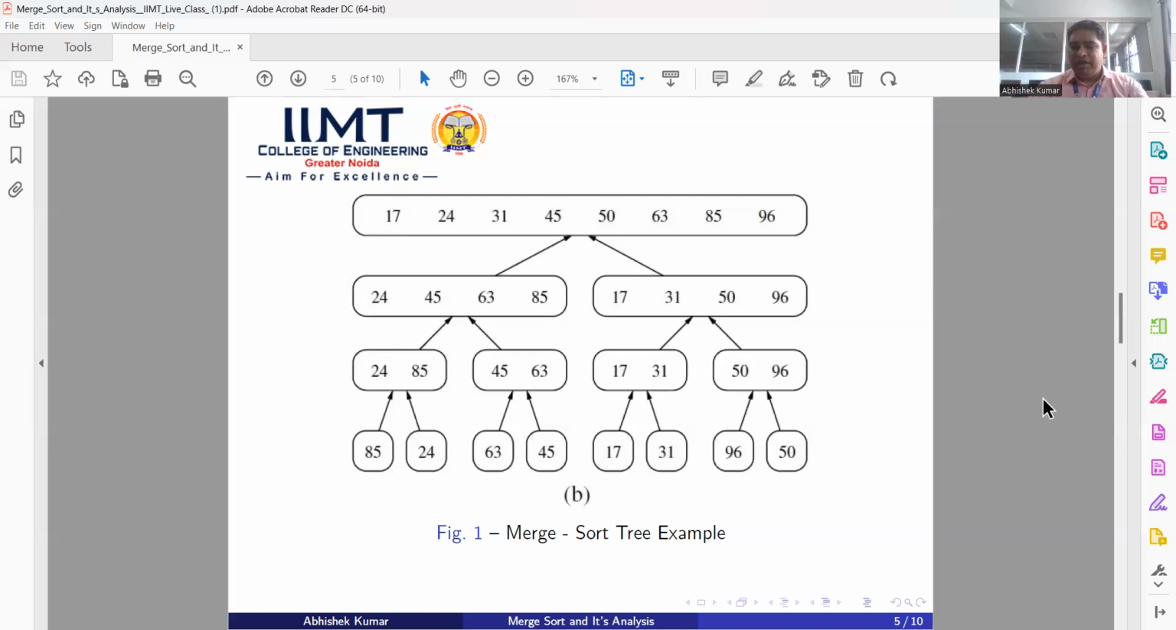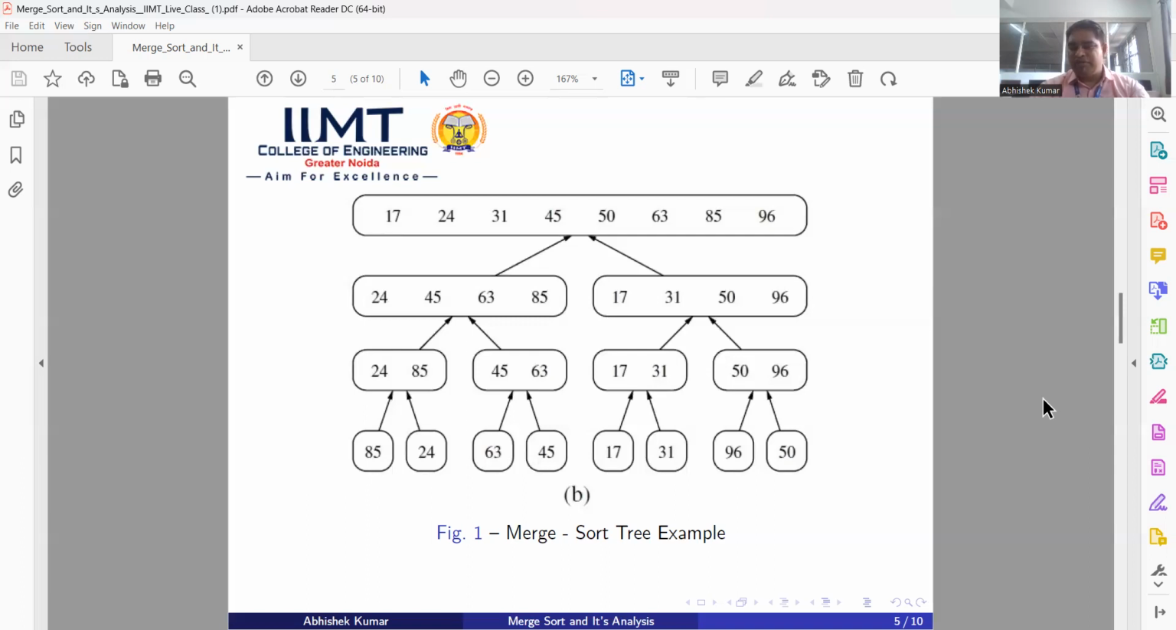So 85 is bigger than 24. So what we will do, 24 will become the first place and 85 will become the second place. Now, same thing we are doing in the case of 63 and 45, because 63 is bigger than 45. So again, 45 will become the first place and 63 will come to the second place.